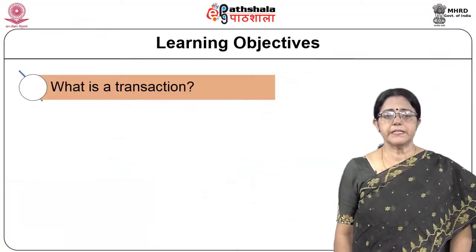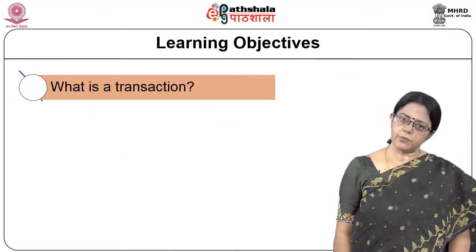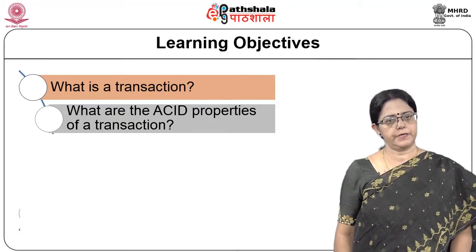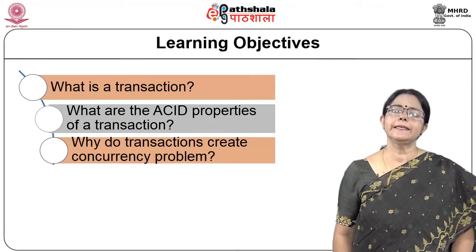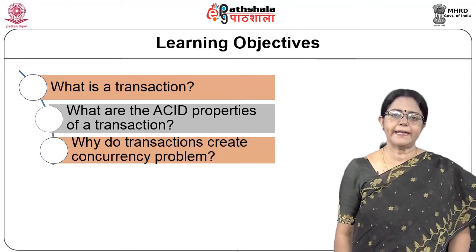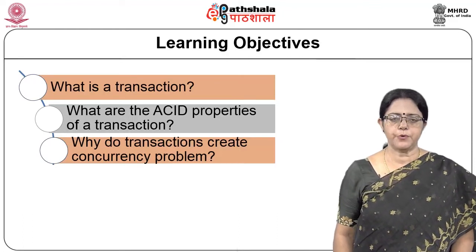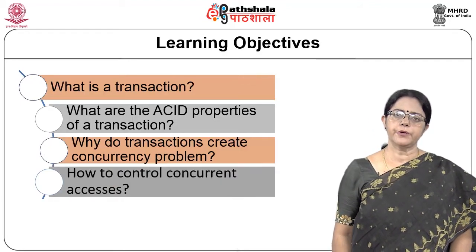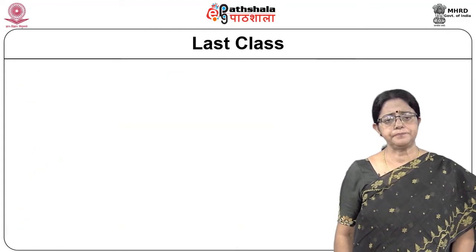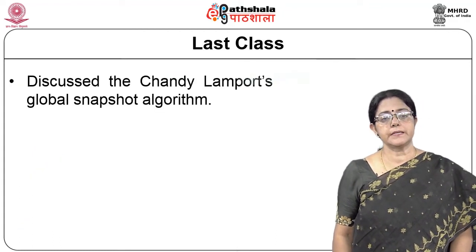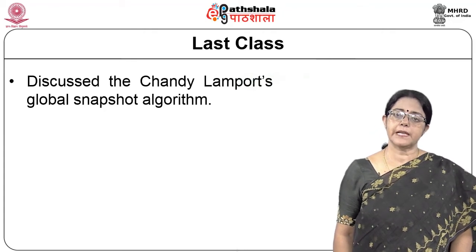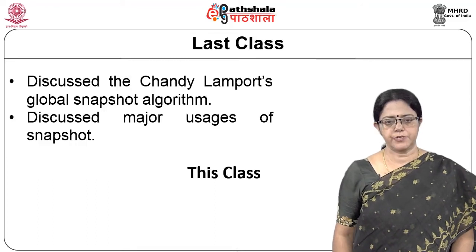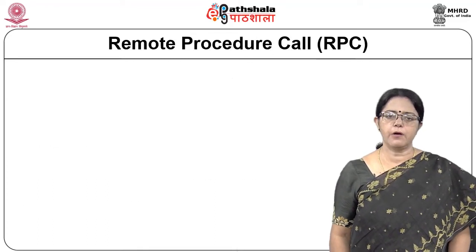So, the learning objectives of this module are: we will look at what a transaction is, we will see the ACID properties of a transaction, and then we will see how and why transactions create a concurrency problem, and then we will look at the mechanisms of controlling such concurrent accesses. In the last class we discussed Chandy-Lamport's global snapshot algorithm, and we looked at the major usages of this snapshot algorithm. This class we will look at concurrency.